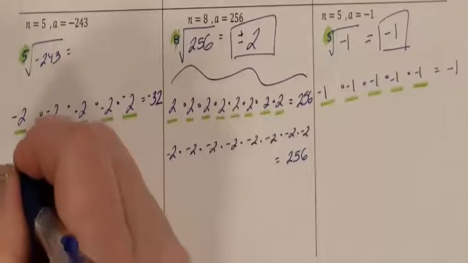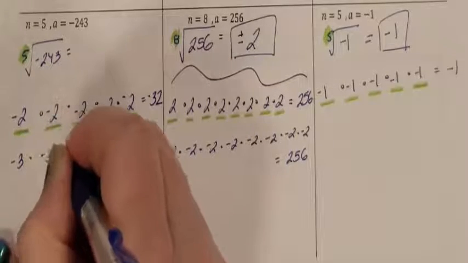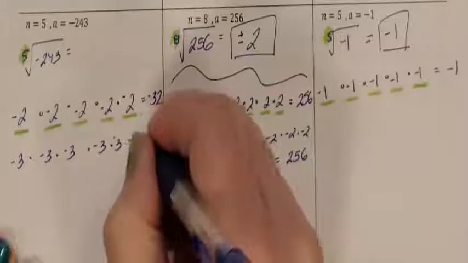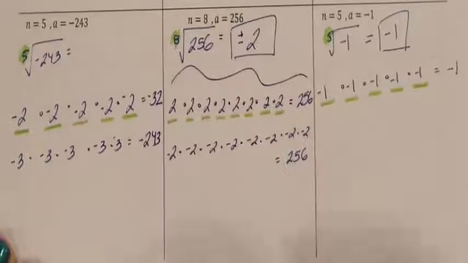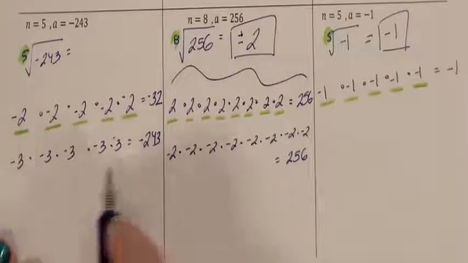I don't want to go too far over, so I'm actually going to try negative 3 now and see if it would work. And that, in fact, is negative 243. So what one number did I multiply together five times? Negative 3.